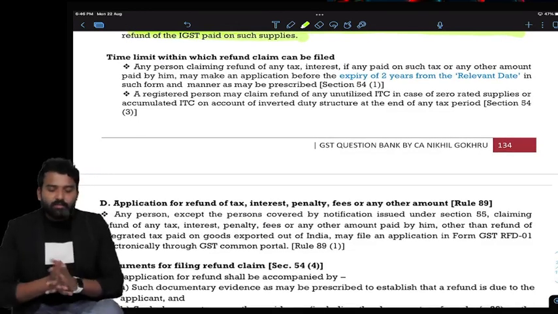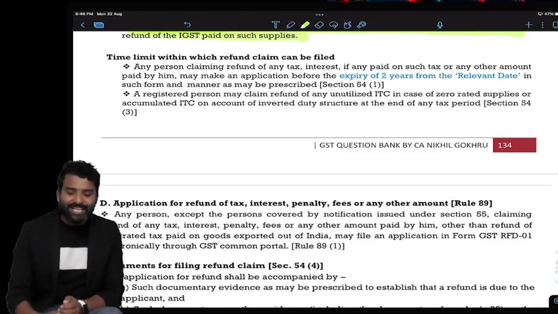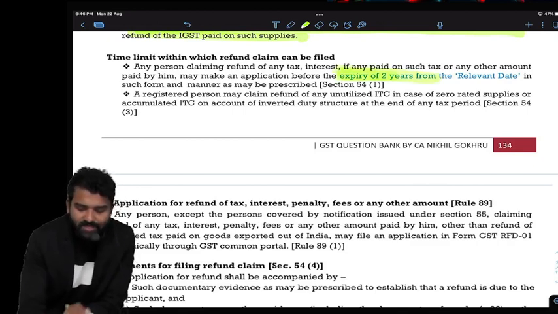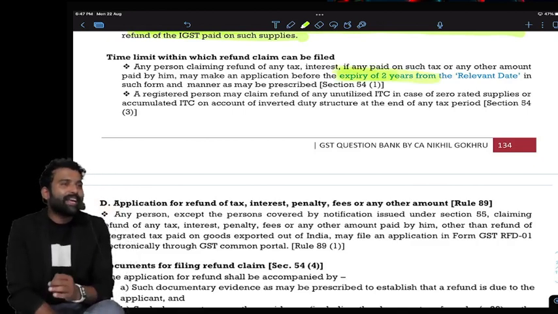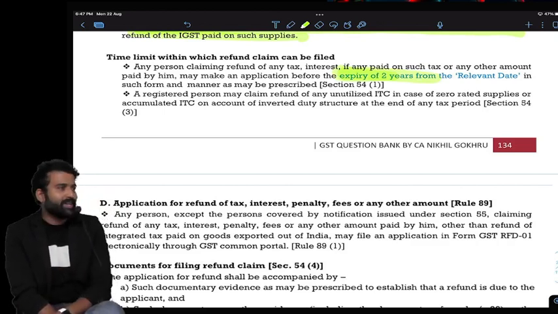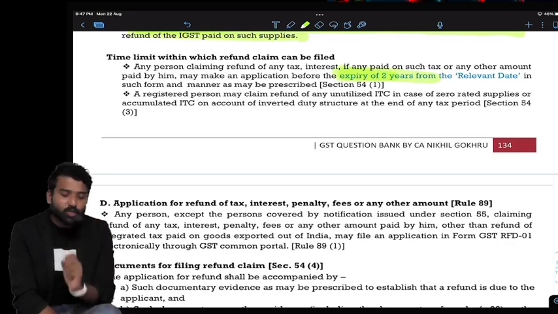Okay. Very interesting. There is a period of limitation for refund of GST as well. And what is the period of limitation? Basically, it is 2 years. So I can claim GST refund within 2 years. The time limit for claiming the GST refund is 2 years.